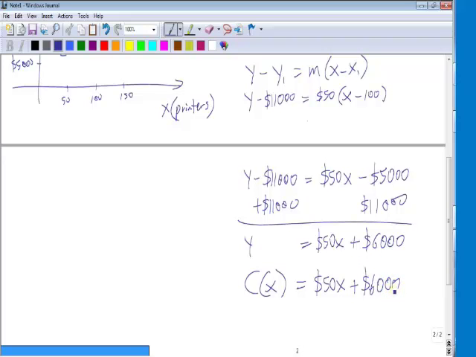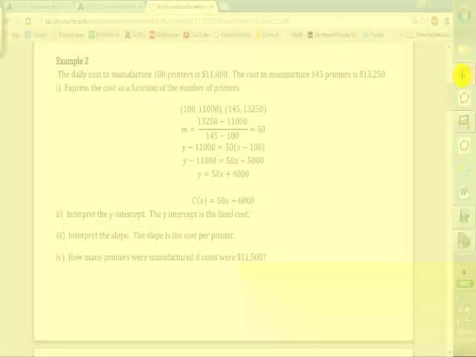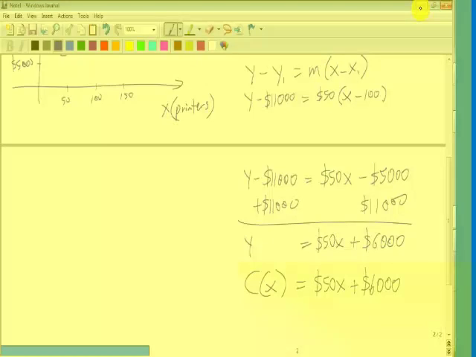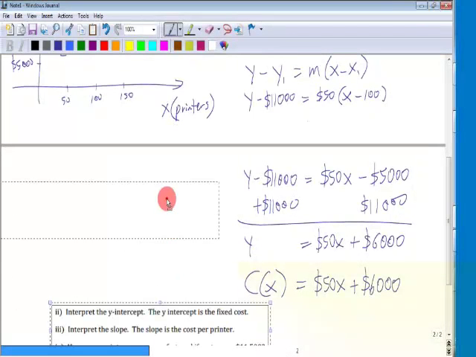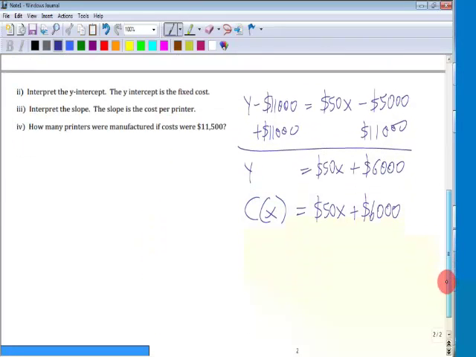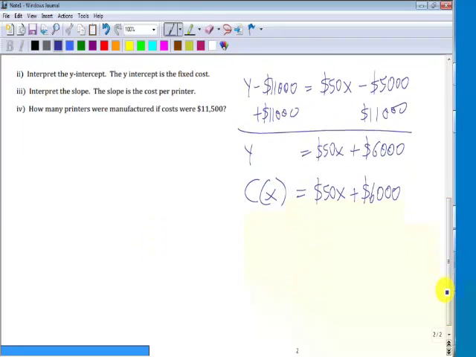Then the follow-up question. So we've got our function. That was everything for part 1, or part A, however I labeled that. Then we get the follow-up questions. Interpret the y-intercept. Spoiler alert. What do you suppose the y-intercept is?